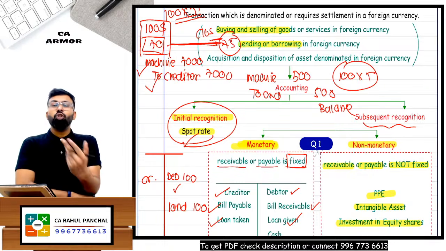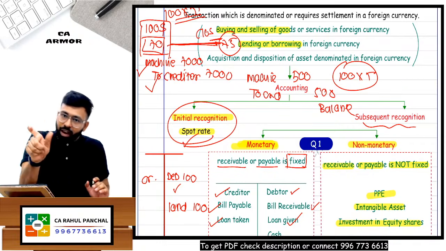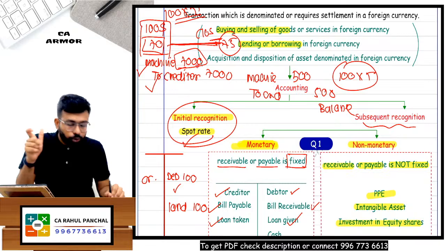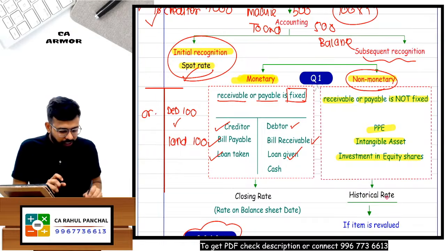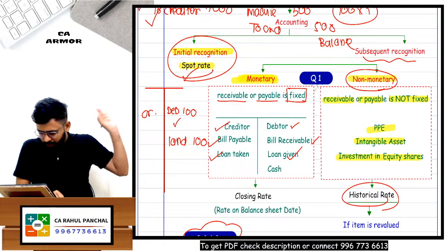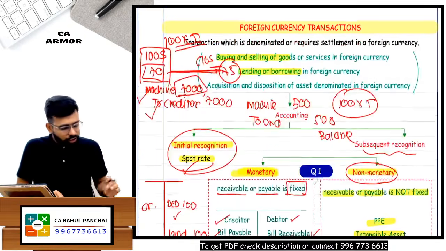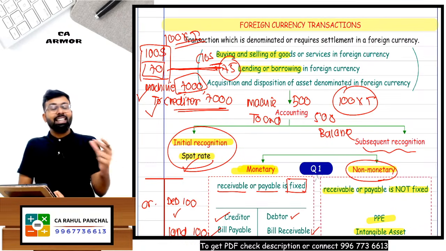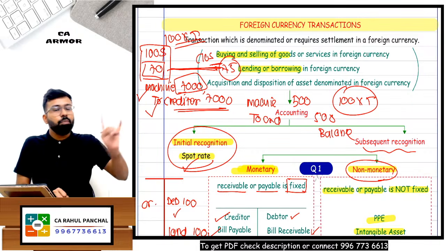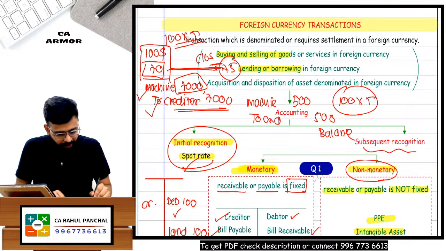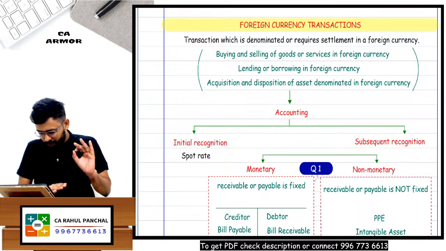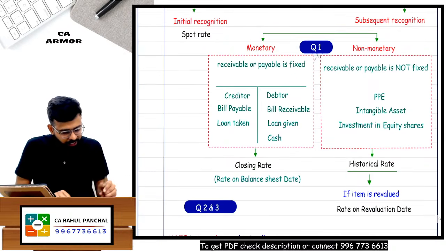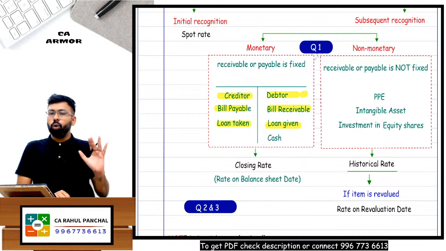If you do that, there is no gain or loss. The machine's value is only 7,000. There is no change in that. It is a non-monetary item. You won't change it. It will be at historical rate only. The only thing that will change is the creditor, and whatever is the extra payment, gain or loss, that will be booked to the P&L account. Please understand. If you do not know the rule, we have solved the questions. If a question comes, you just have to change these values at the closing rate.